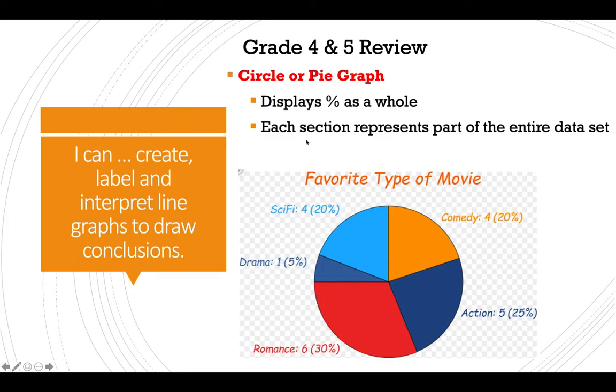Okay, so the next thing is each section represents part of an entire data set. So the entire data set is 20 people, and this part represents 4 people, or as a percentage. Alrighty. The next one is there should be a legend, or the value should be included as a percent. So the percentage should be listed somewhere if you're showing a circle or pie graph. Okay, there you go. That's it for that one.